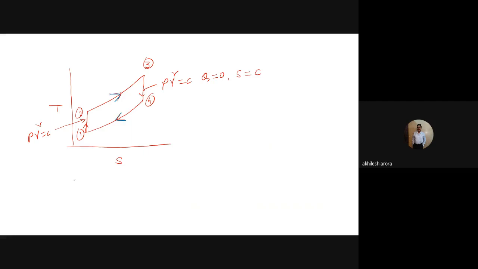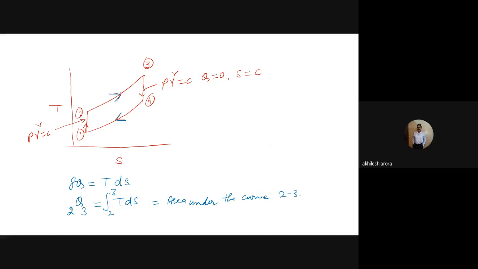You know, the value of delta Q is given by TdS. So if I have to calculate the value of Q, heat transfer, for the process 2 to 3, what I will do, I will integrate this equation between 2 to 3. So basically this gives me the area under the curve. This is actually equal to the area under the curve 2 to 3.